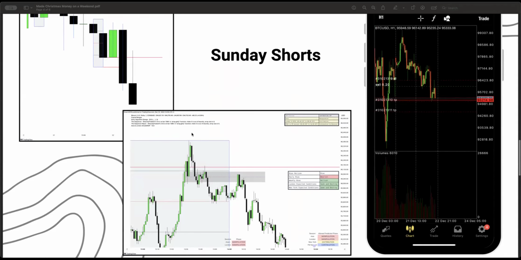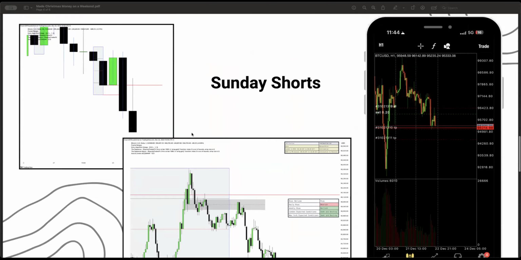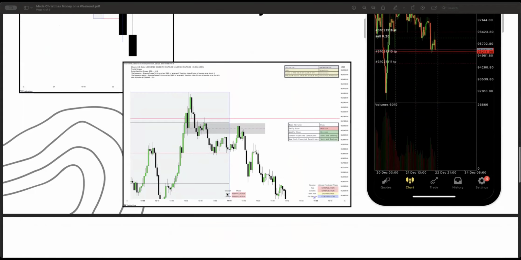Then let's take a look at what happened yesterday. Yesterday being the 22nd of December, which is also Sunday, right? So you can see that price had Asian manipulation, London manipulation. It's a double manipulation.